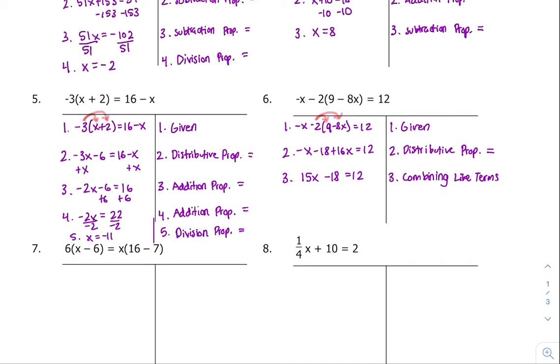Okay, now we can go ahead and add 18 to both sides to get the constants on the right hand side. So we're going to get 15x is equal to 30. Reason, addition property of equality. And lastly, divide both sides by 15, and x is going to equal to 2. Reason, division property of equality.